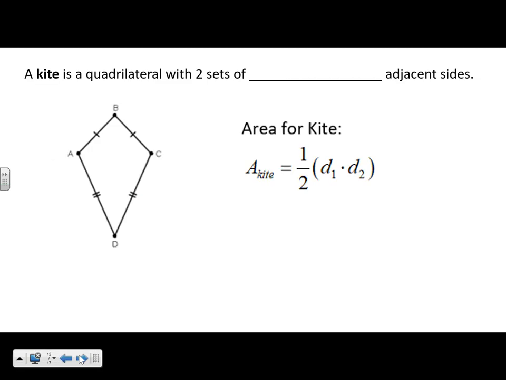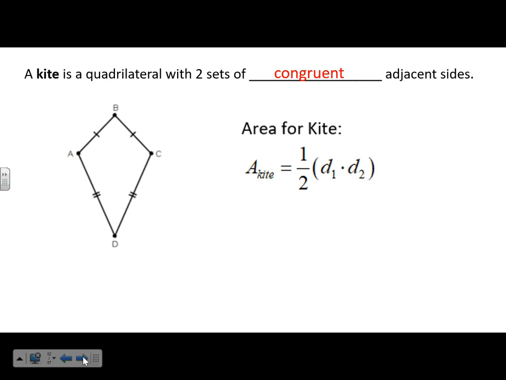A kite is a quadrilateral with two sets of congruent adjacent sides. So the sides that are right next to each other are congruent. These sides are congruent. And again, kind of like the parallelogram, these diagonals bisect each other. They make a right angle. Or sorry, they're perpendicular. They do not bisect each other. I don't know if you need to know this, but this one is bisected, but the longer one is not bisected. So it does help to know that they're perpendicular.